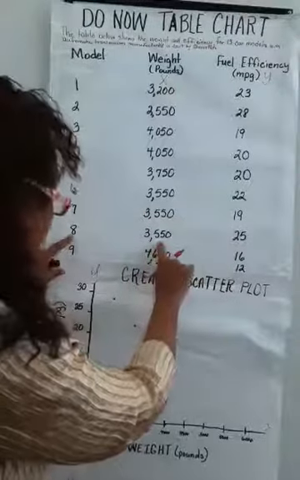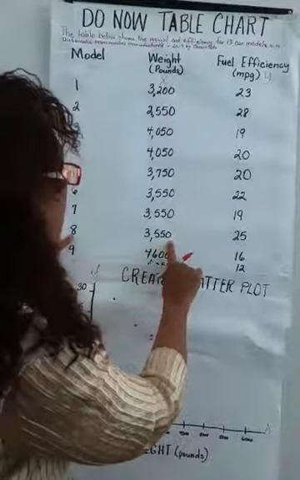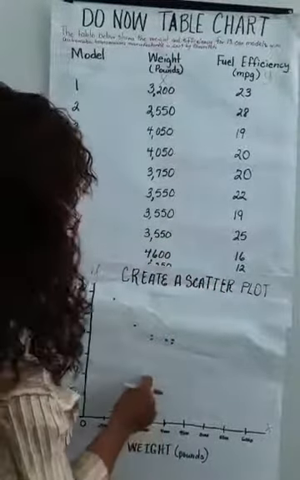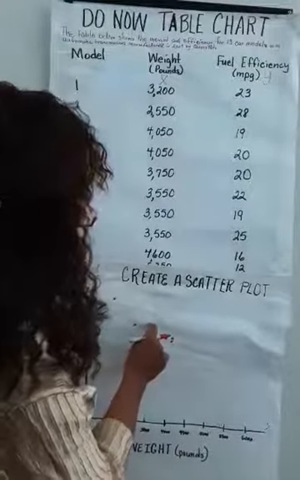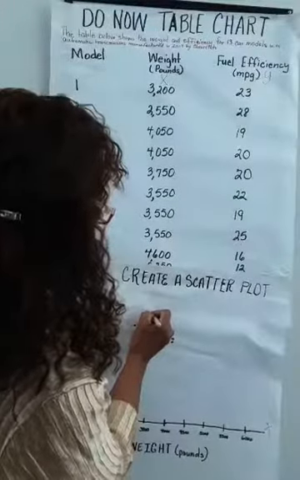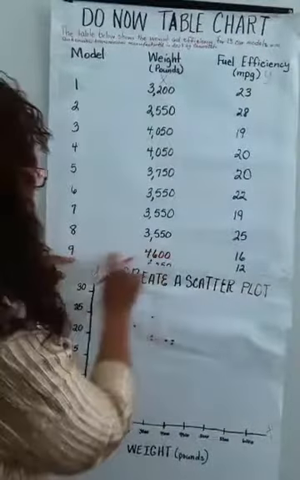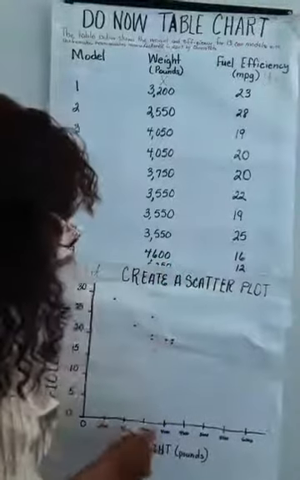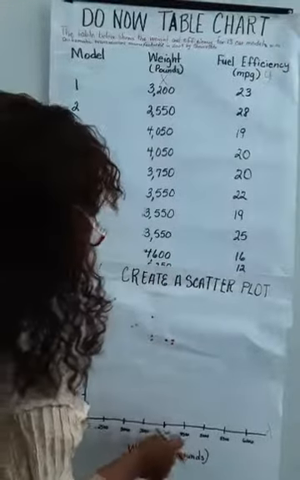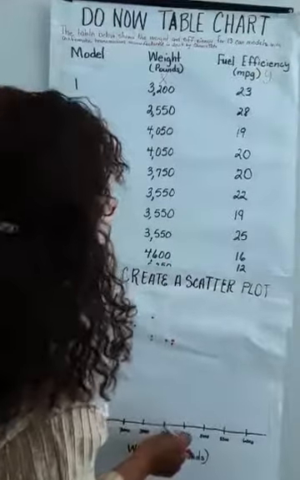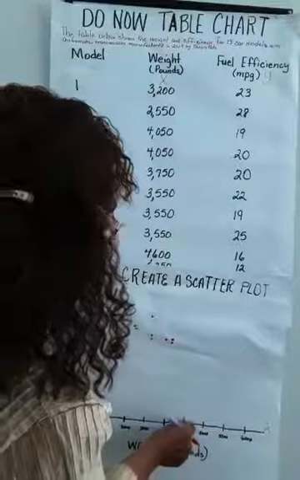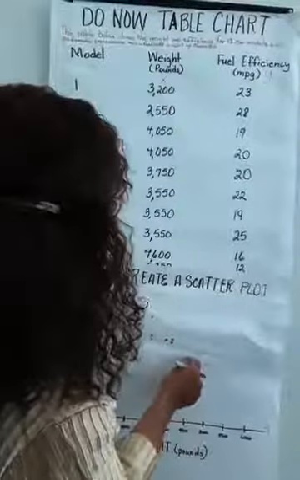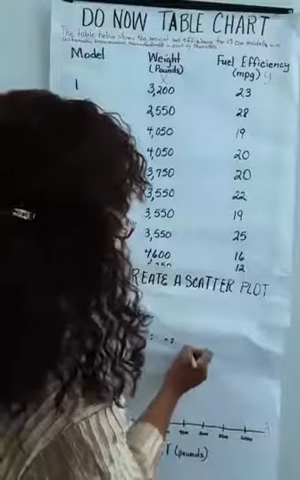Same thing, 3,550, I can go 25 on model 8. So if I can go 25, I can go somewhere up in here. And model 9, 4,600, I can go 16 miles. 4,600, right in here. I can go 16 miles on that model. So, somewhere in here.